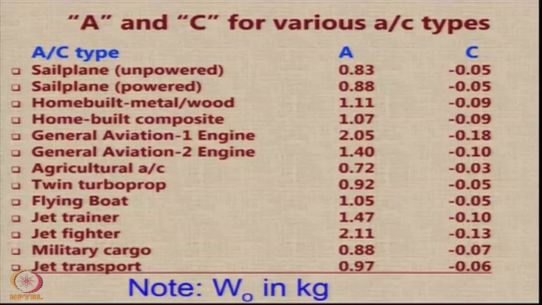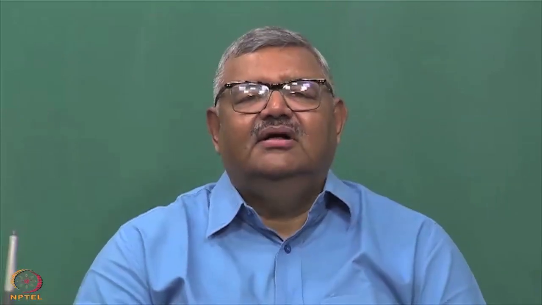Now, let us observe a few interesting things here. What we notice here is that the exponent C is always going to be a negative number for all the aircraft types. So, what does this tell us? This tells us that as W0 increases for a given aircraft type, for all aircraft, the empty weight fraction reduces. In other words, a smaller aircraft which weighs less will have a higher empty weight fraction. A larger aircraft which weighs a lot will have a larger empty weight, but it will have a smaller empty weight fraction. The coefficient A is the one that tells you about the sensitivity of the gross weight to the increase in the size.